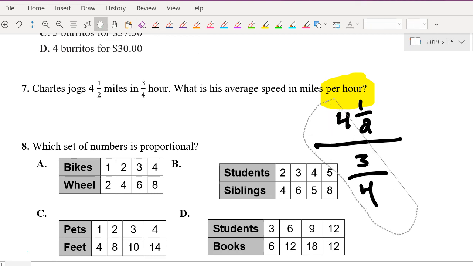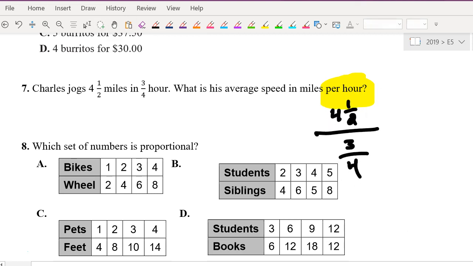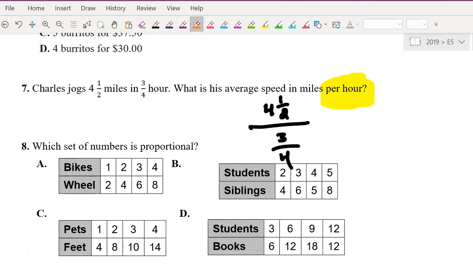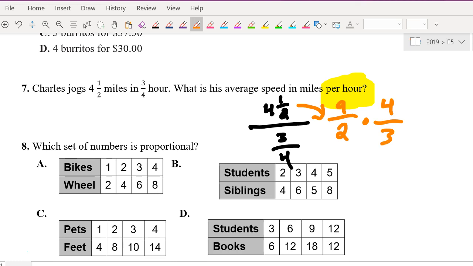Watch this. We changed 4.5 to 4 2/4, which is 9 halves. 4.5 is 9 halves, right? We're making a mixed number into an improper fraction. And then times what? The reciprocal of 3/4, which is 4/3. Oh, we can cross cancel this.